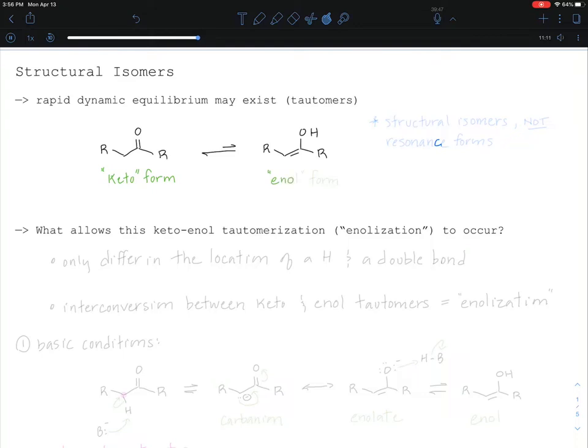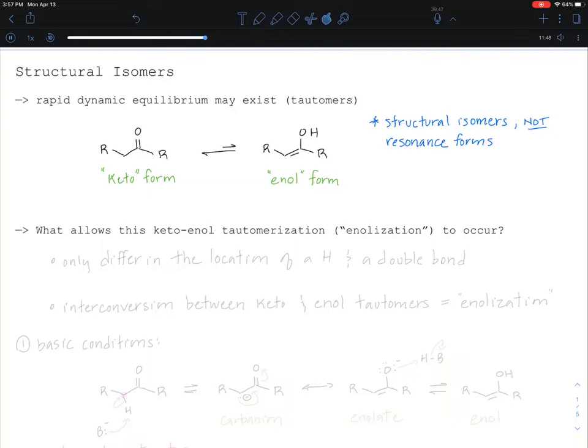En, right, because there is the alkene there. Ol, because of the hydroxyl group. So these are structural isomers. That's important to note. Let me write that down. These are structural isomers. They are not resonance forms. And they're in rapid equilibrium.